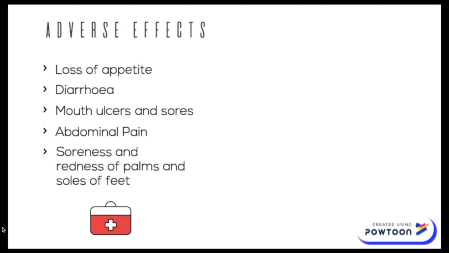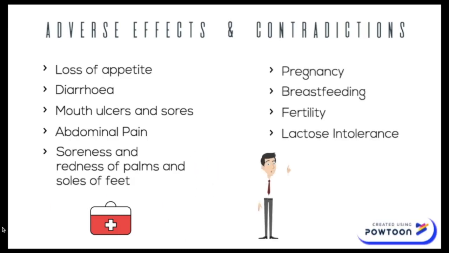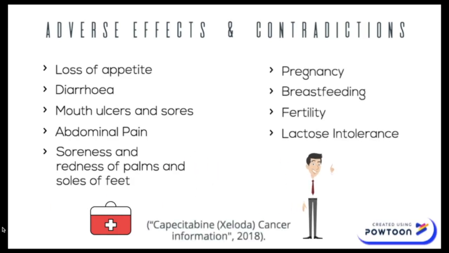Some common side effects of capecitabine include loss of appetite, often due to feelings of nausea and fatigue, diarrhea, mouth ulcers and sores, abdominal pain, and soreness and redness of palms and soles of feet. Some contraindications of this medication include pregnancy, breastfeeding, and fertility, along with lactose intolerance due to the drug containing milk sugar.